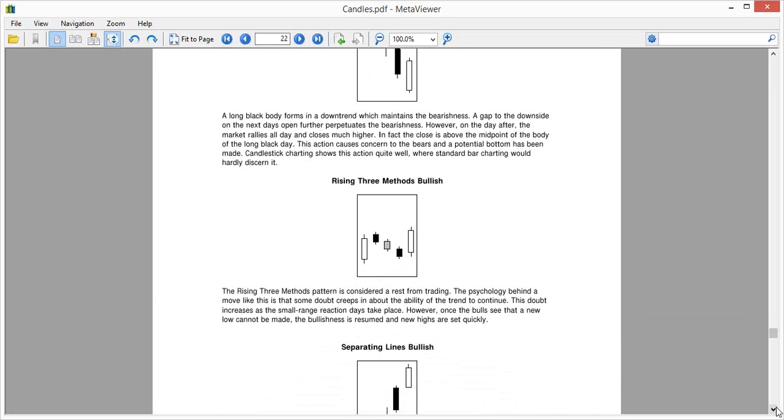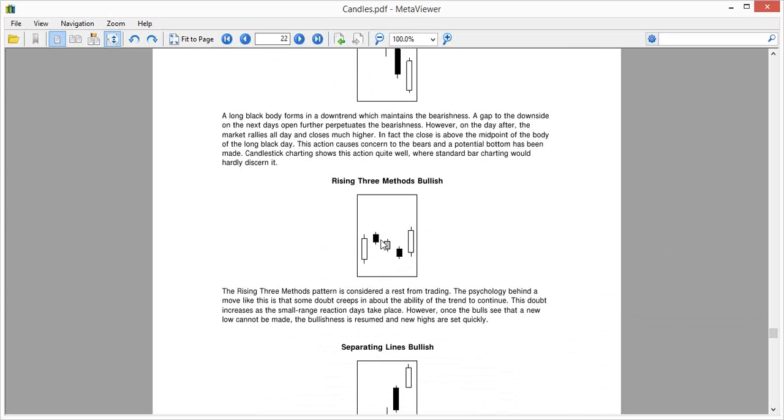Rising three methods bullish. The rising three methods pattern is considered a rest from trading. The psychology behind a move like this is that some doubt creeps in about the ability of the trend to continue. This doubt increases as the small range reaction days take place. However, once the bulls see that a new low cannot be made, the bullishness is resumed and new prices are set quickly. Okay, so we have a bullish trend.